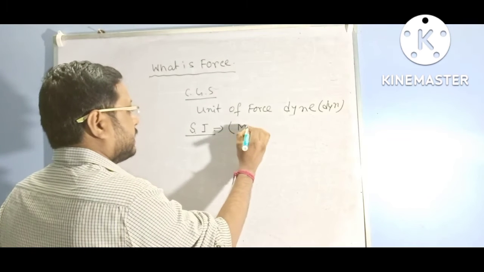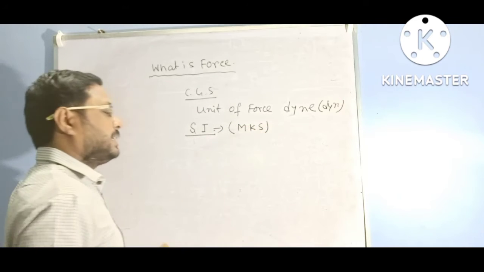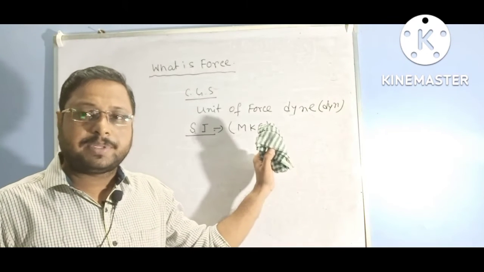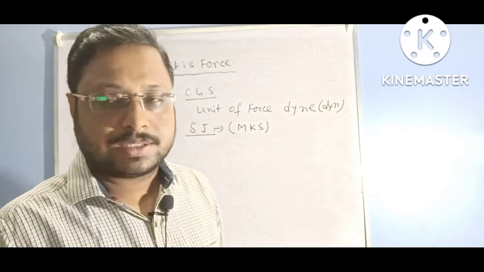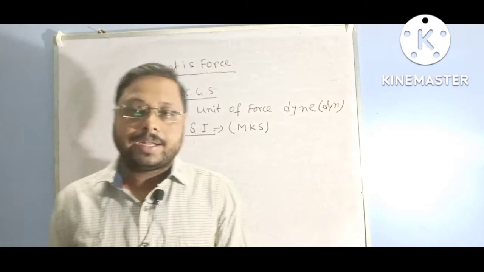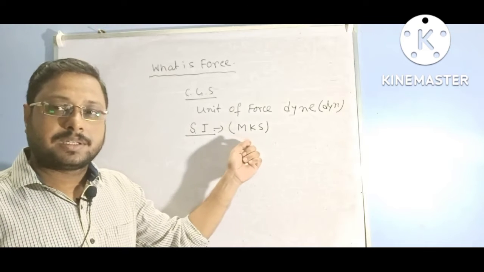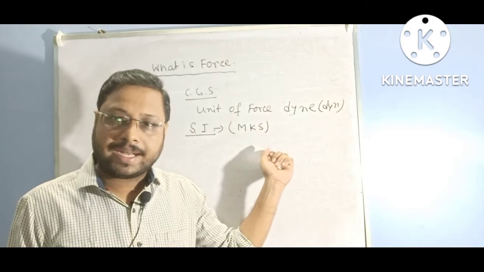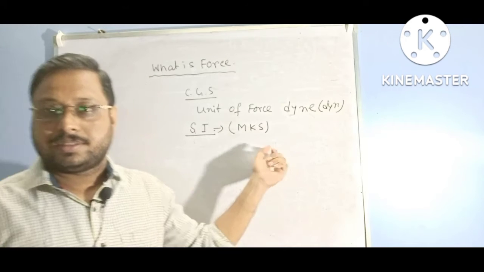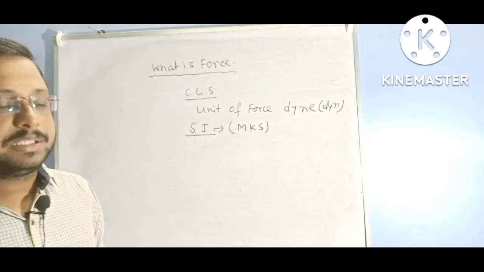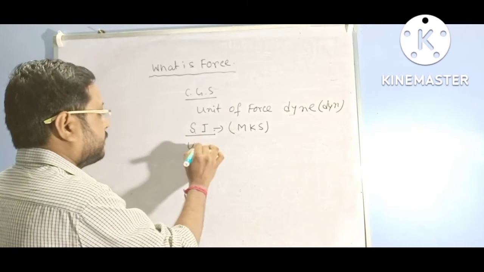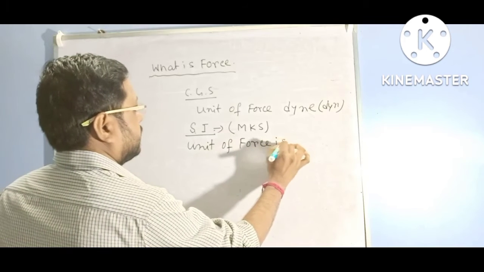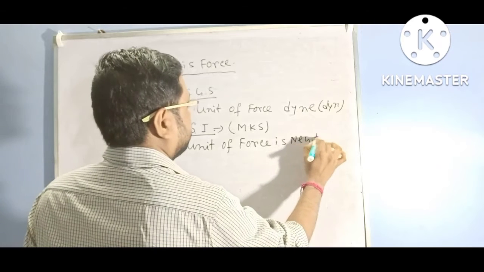It is the extended version of MKS. In the MKS system, we have 3 physical quantities: length, mass and time, and another 4 quantities, that is current, substance, that is mole, temperature and intensity of light, candela, are added to the MKS system and it becomes the SI system. In the SI system, the unit of force is Newton, named after Sir Isaac Newton.